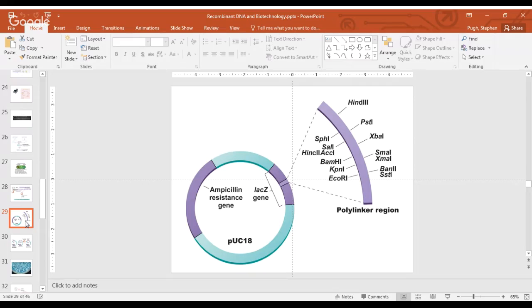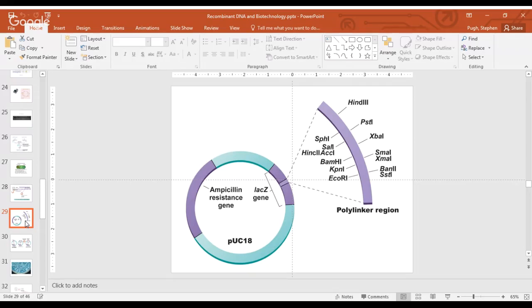That is, it would grow in any medium that contains ampicillin. And any bacterial cell that doesn't have this plasmid would be killed by the ampicillin. It wouldn't survive. So this is a way in which we can identify cells that have a plasmid, have properly taken up the plasmid. And the other thing we want to do is manipulate it so we can identify those cells that have plasmids that have had recombinant DNA inserted.